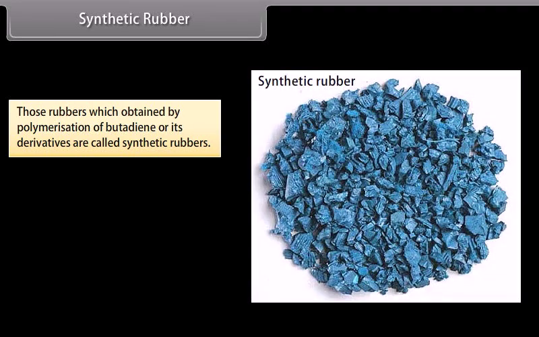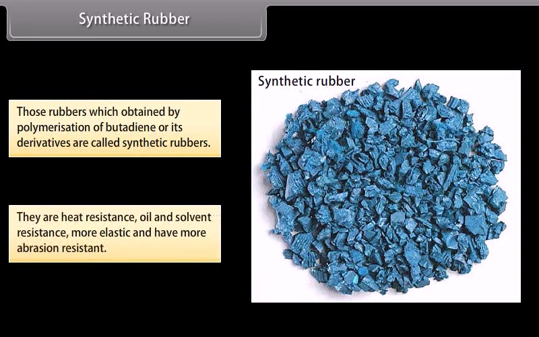Synthetic rubber. Those rubbers which are obtained by polymerization of butadiene or its derivatives are called synthetic rubbers. They are heat resistant, oil and solvent resistant, more elastic and have more abrasion resistance.